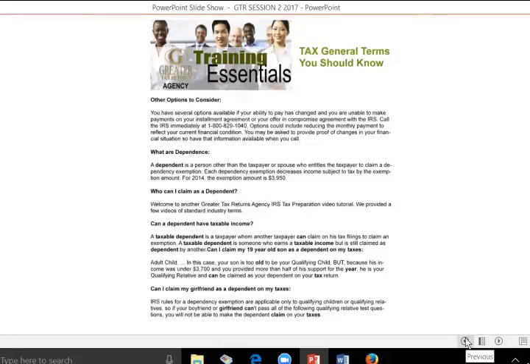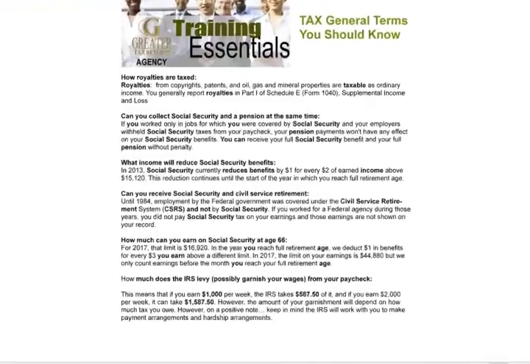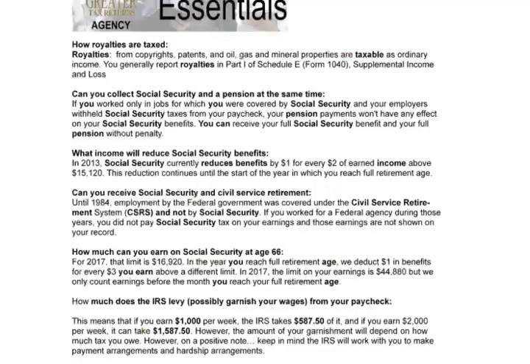I think we moved a little bit too fast there. How are royalties taxed? Royalties from copyrights, patents, and oil, gas, and mineral properties are taxable as ordinary income. So if you write a book and you're working with a publishing company and they pay you royalties, then that's taxed. So you have to look at that.